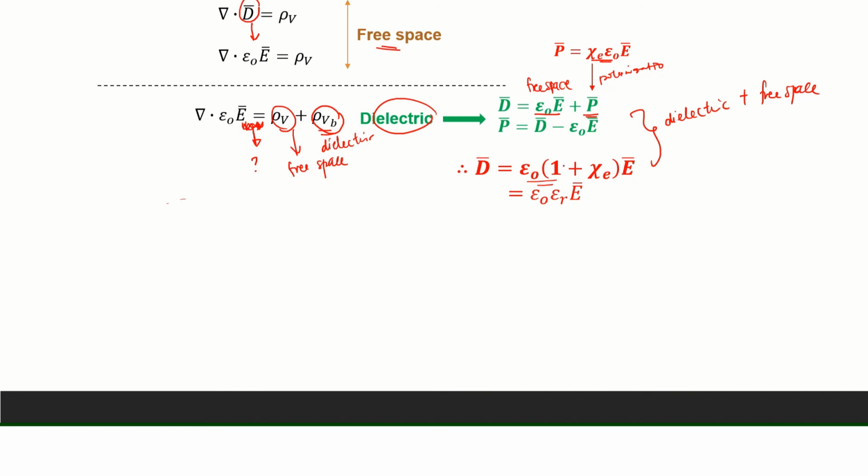From here, this particular part, 1 plus electric susceptibility, we can rewrite as epsilon R. So what is epsilon R? Epsilon R is the dielectric constant, also known as relative permittivity. So from this electric susceptibility, you can introduce another epsilon value, the relative permittivity, which is epsilon R.